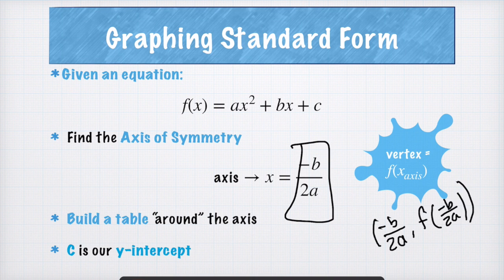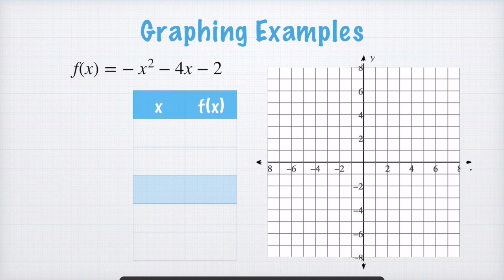Just remember that you find the axis of symmetry and plug it into your function, and that'll give you your answer. So let's graph something. Here is a graphing example. We have f of x is equal to negative x squared minus 4x minus 2.